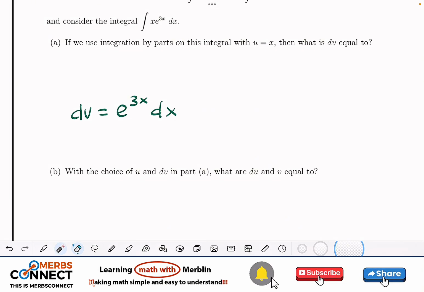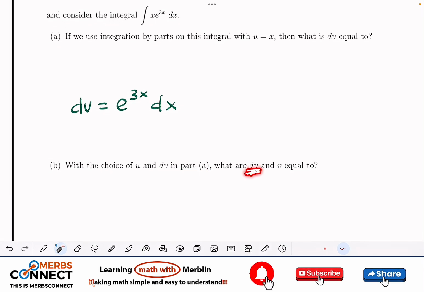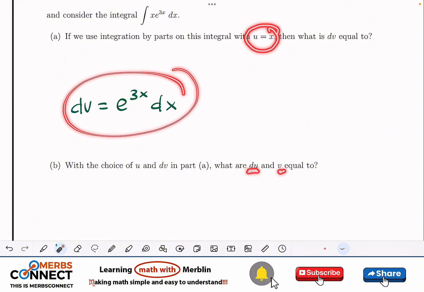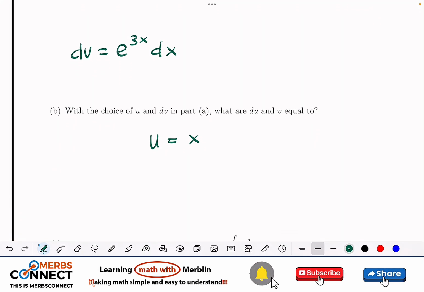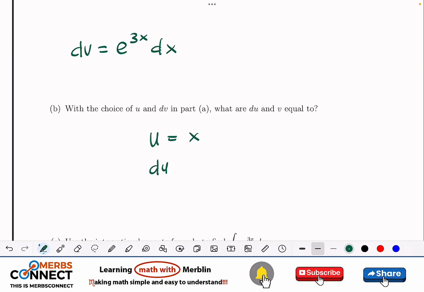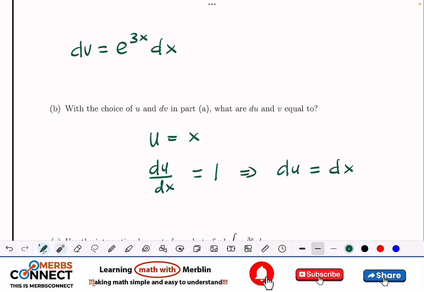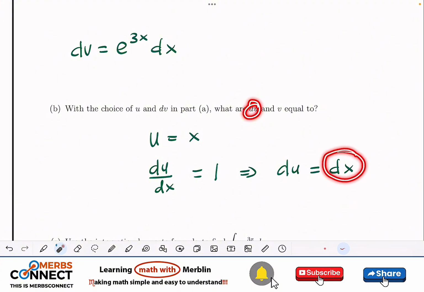Good. Now, with the choice of u and dv in part A, what is du and what is v equal to? We want to find du. We can get du from this, and we can get v from that. So let's pick our function. We have u equal to x. If we want to talk about du, then we need to differentiate this with respect to x, and this is going to give us 1. This implies that du is equal to dx. So we are done. Now we know that du is the same as dx.